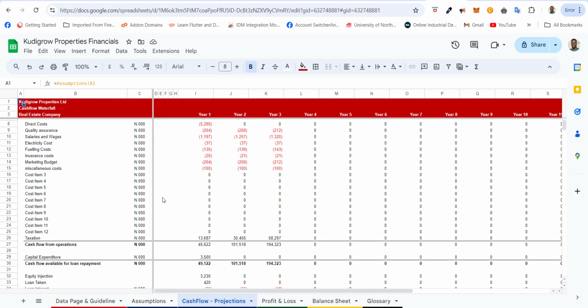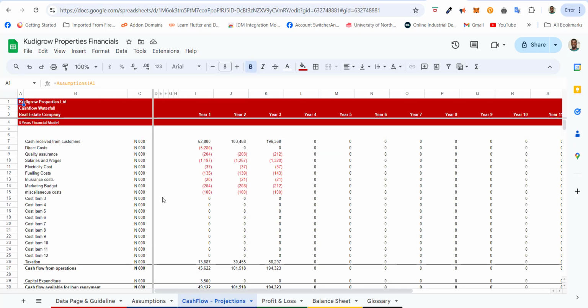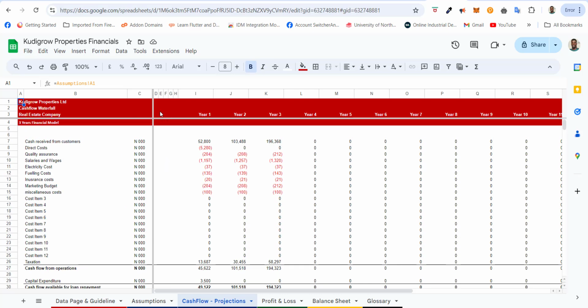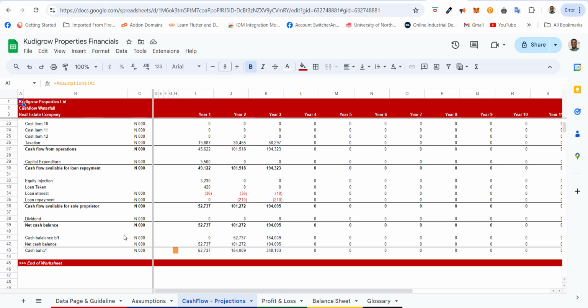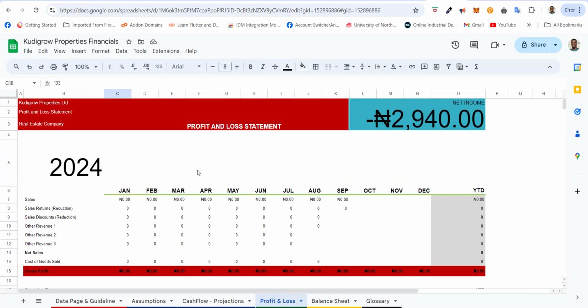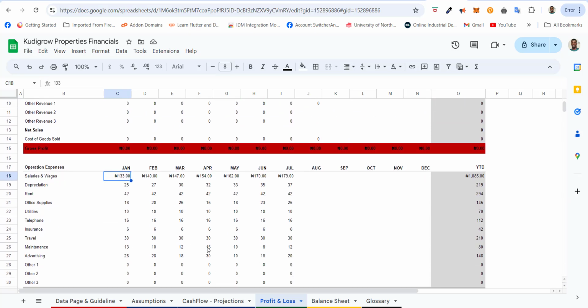So in this cash flow, we are going to talk about a number of things like the cash received from customers in a certain year, the total, the direct costs, and all of those things. Now, the reason I'm showing this is that every expense we make also appears in the profit and loss section. So this January 2024, since operation is starting, let's say around September, this will also be filled as well. So I just wanted to explain this.